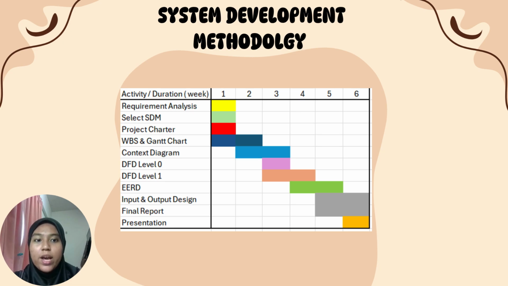In week one, we complete the requirement analysis, select the system development methodology, and prepare the project charter. In weeks 2 to 5, we develop the system design, including the context diagram, DFDs, and ERD. Finally, in weeks 5 and 6, we complete the input and output design, finalize the report, and prepare for the presentation. This schedule helps ensure that all tasks are completed in an organized and timely manner.